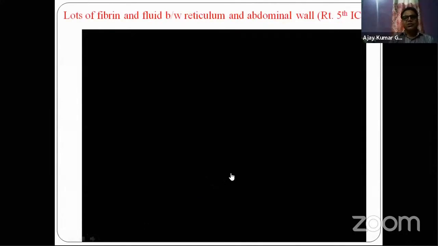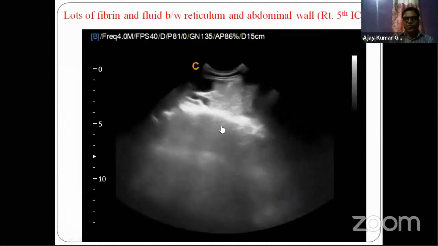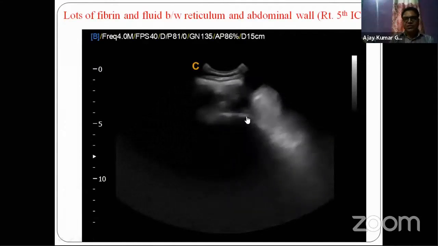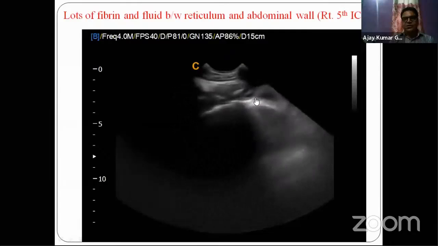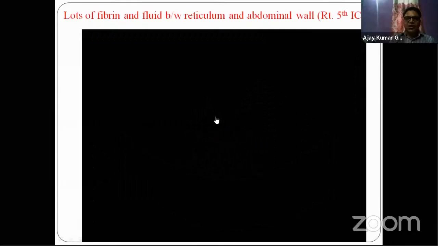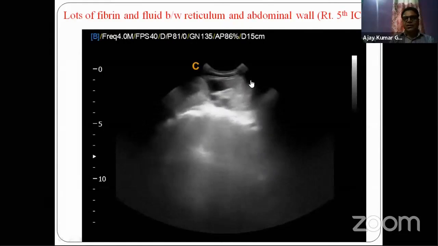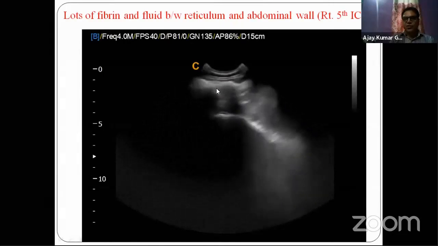So I'll show you a video in which you will find that the reticular wall is at a larger distance away from the abdominal wall and diaphragm, and there are fibrinous adhesions as well as effusion. You will find the fluid. See, this is the reticular wall. It is undulating. It is not smooth as in normal cases. These are the fibrinous deposits, and the anechoic black areas are the effusion or fluid.